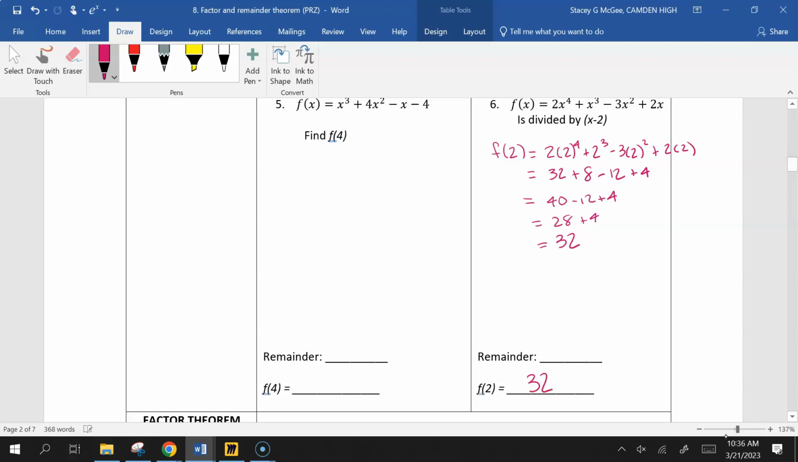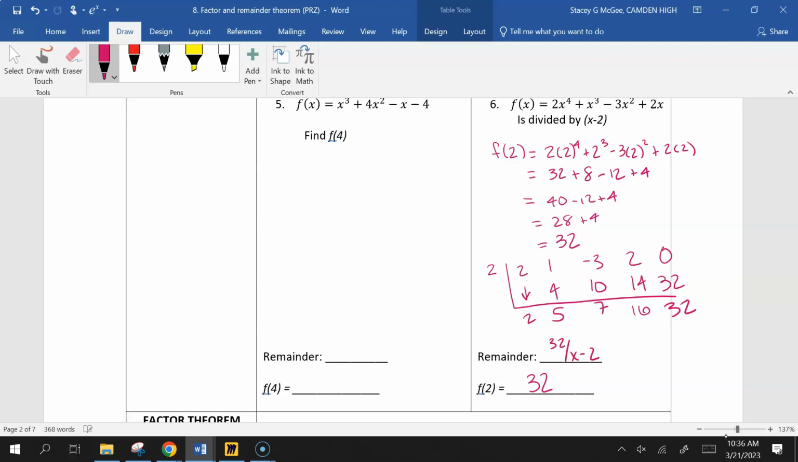So check out. Just to show you that if I divide, I get the same thing. Uh-oh. What'd I do? Oh, forgot my placeholder. So remainder here is 32 over x.